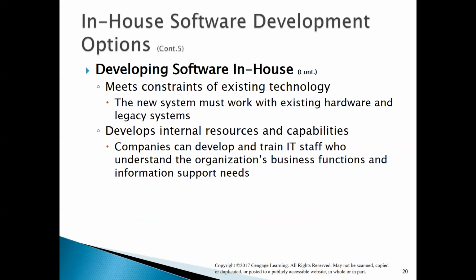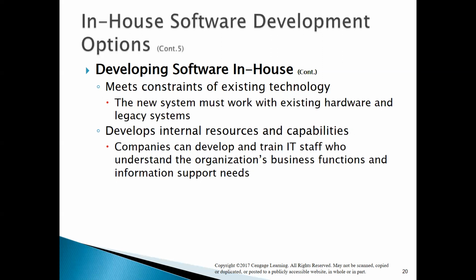Meets constraints of existing technology. We have talked about this. Technology here means your hardware and the physical components. Let's say you are building a new system and you have an old computer, you can still make it work when you're building it in-house. If you buy new software directly and try to implement it within the organization, there's a likely chance you have to purchase a completely new set of hardware technologies.